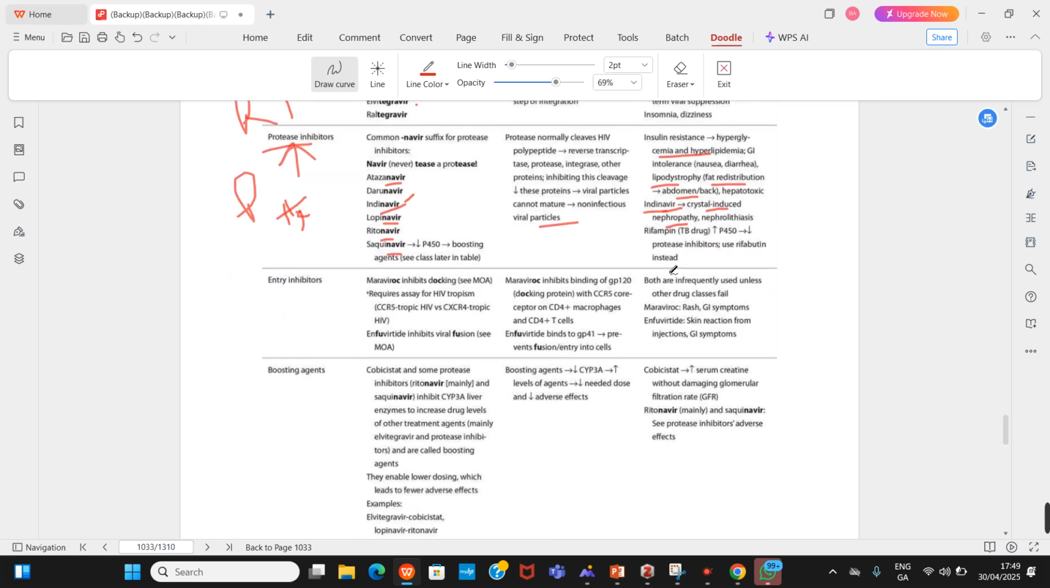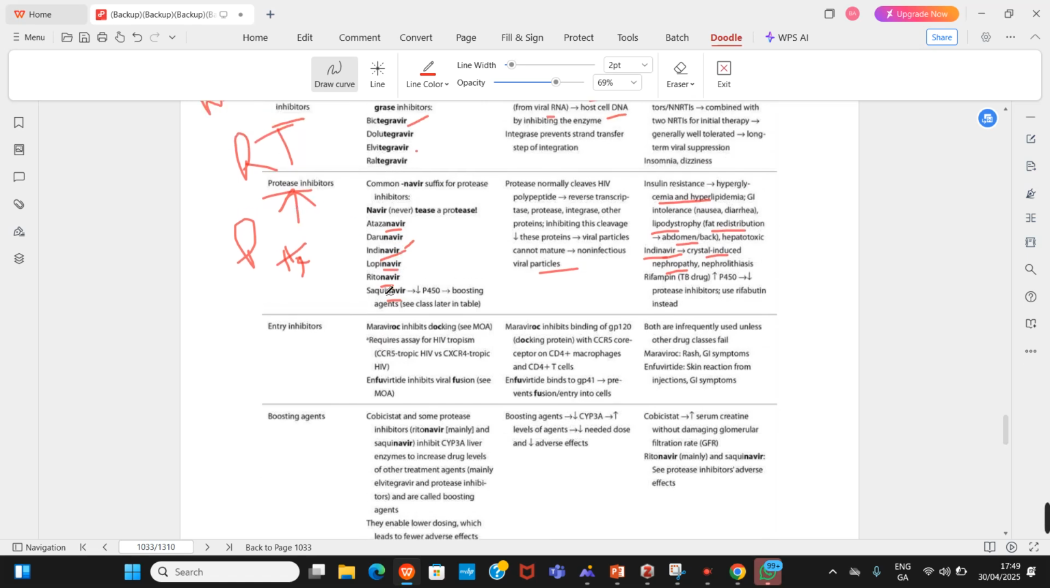So there's something peculiar to this protease inhibitor, and that is ritonavir. Ritonavir can be used as a boosting agent. So ritonavir and saquinavir are like boosting agents, meaning that they suppress cytochrome P450. So if you give ritonavir or saquinavir and it suppresses cytochrome P450, it will allow the other drug you are combining with it to act for a long time. So that's what we mean by boosting agents.